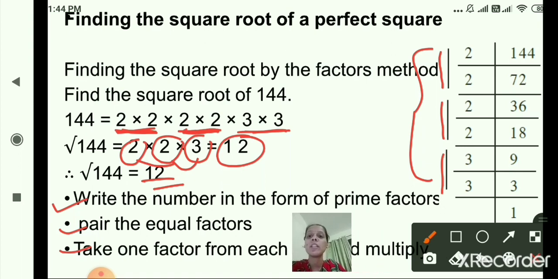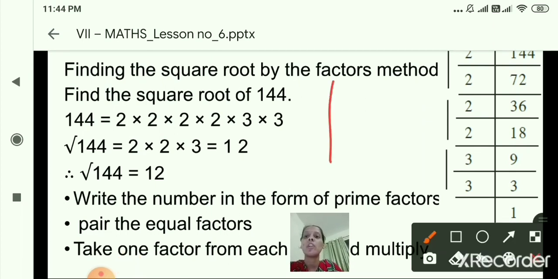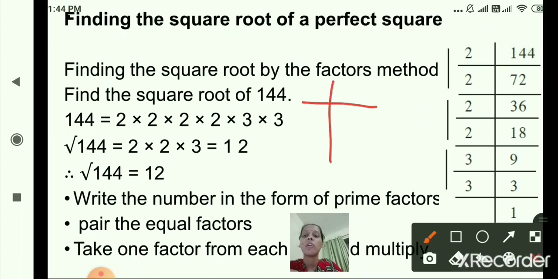What we will do first? First you will draw two lines like this, vertical and horizontal. Here you will write down 144, as we have to find out the square root of 144, right? Now 144 is divisible by 2, so I am writing here 2. 144 divided by 2, that is 72, or 72 multiplied by 2, you will get 144.